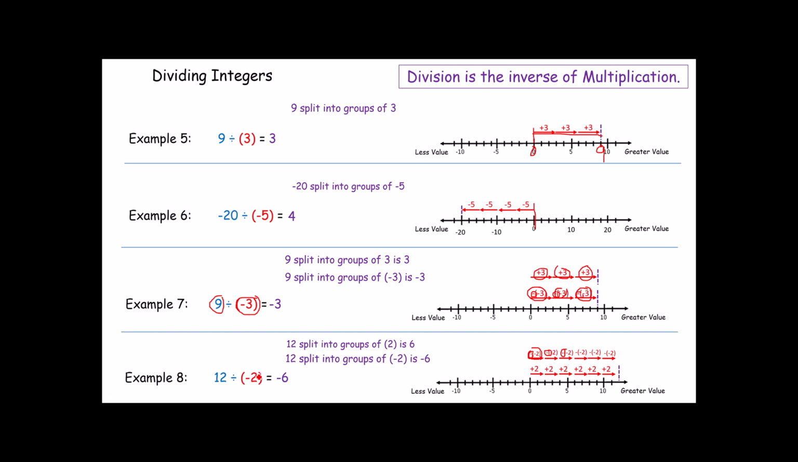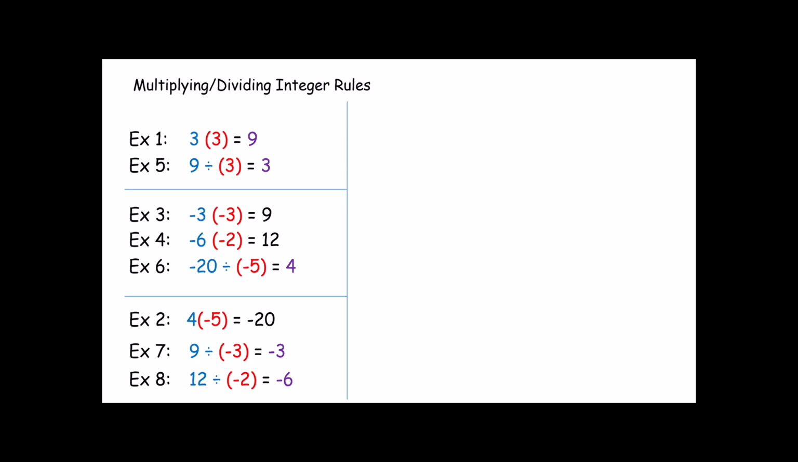If I say how many -2s do I need, if I needed 6 +2s, I would need the opposite of 6 -2s. Remember, the opposite of -2 is a +2.